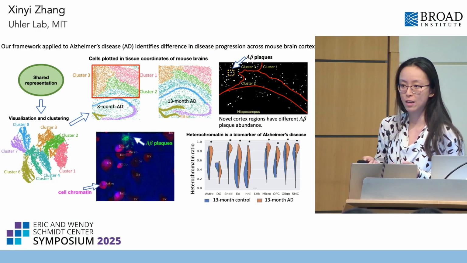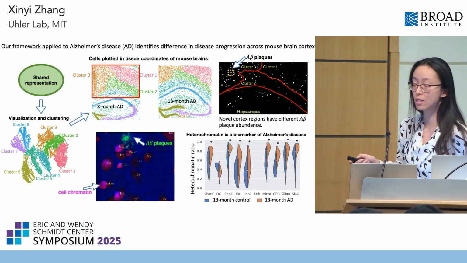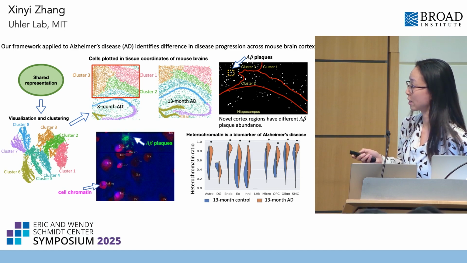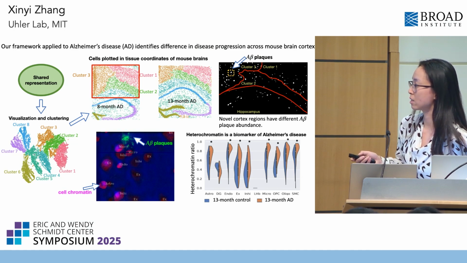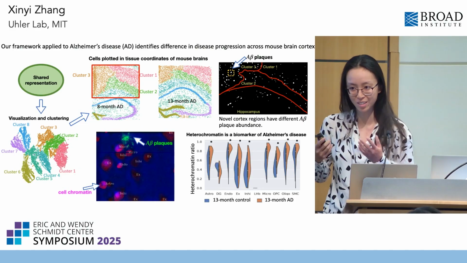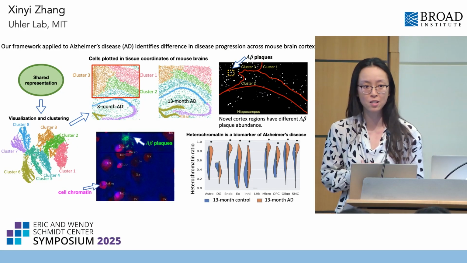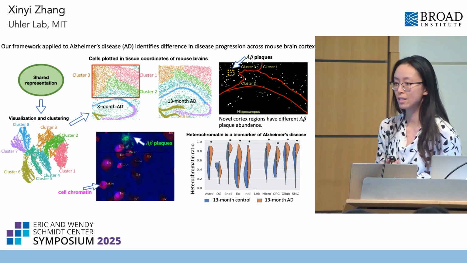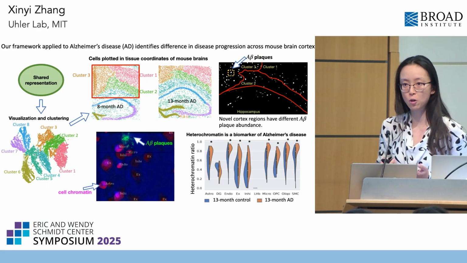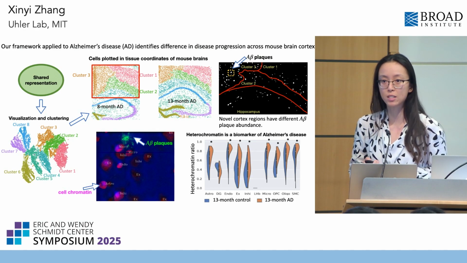So if we quantify the heterochromatin across different cell types, we can see that there's a very consistent increase of heterochromatin, whether it's in neuronal cells or glial cells, when we compare the AD mice to the control mice. So this tells us that chromatin is a very simple and cost-effective biomarker. It contains a lot of information about cell states and can be directly used as a disease biomarker. And because it's so informative, we then wondered, can we use chromatin as a way to predict missing modalities?